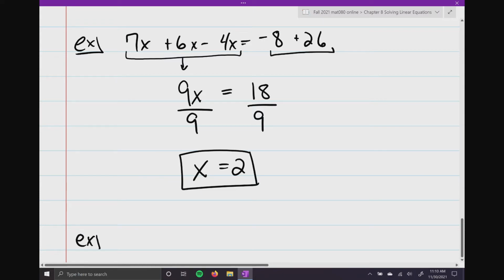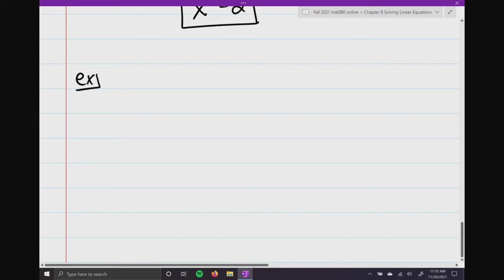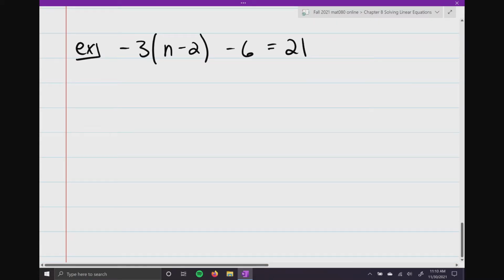Okay, next example. The beautiful part about this being a video, you can always pause it and go back. Excuse me. Here's our next example. -3 times a quantity, n minus 2 minus 6 equals 21. Okay? So, step 1, I do not see fractions, so I don't have to worry about anything. Step 2, do I see parentheses? Absolutely I do. So I need to distribute.